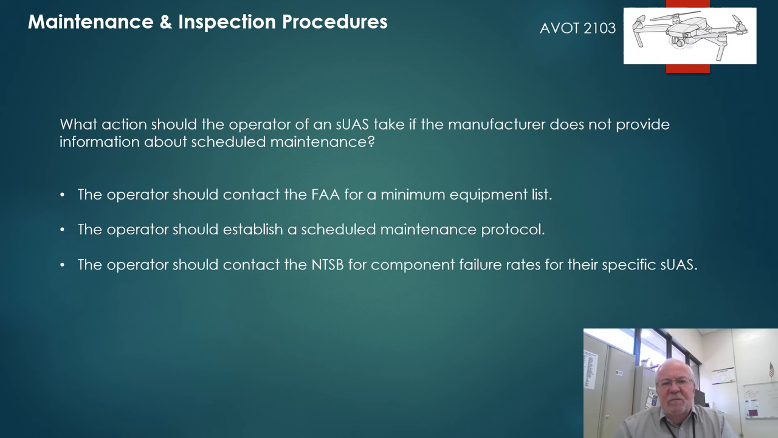What action should an operator of a UAS take if the manufacturer does not provide information about scheduled maintenance? Okay, here's where 99% of our cases are going to be. Then B, the operator, you, or whoever is operating the drone, should establish a scheduled maintenance protocol. The NTSB is not going to give you much information about that. They may be able to give you some information, but they're not responsible for this. The FAA minimum equipment list is something that you will get when you have a Category 4 drone, or a heavier than 55-pound drone that has an airworthiness certificate. That will give you a minimum equipment list of some sort. B, you're responsible, or at least it is highly recommended that you establish a scheduled maintenance protocol. At this point, not required.